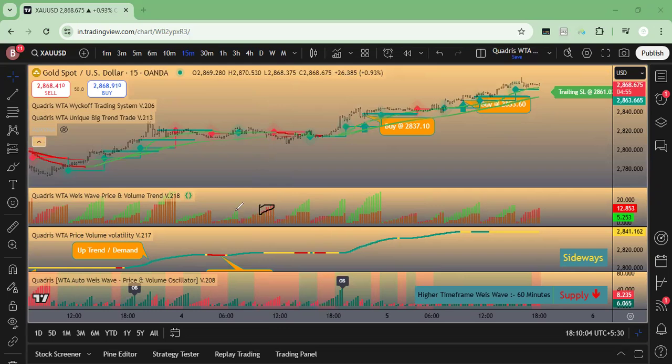Which one is greater? So here the demand is greater because we are getting a green histogram, and here you can see the supply is there, but it is weaker. It is not as great as this one. So there are many things which can be covered later on. In a later session, I would be making much more in-depth videos about this one.